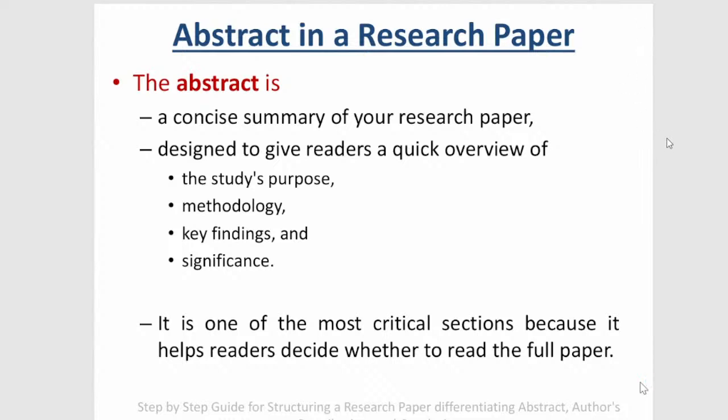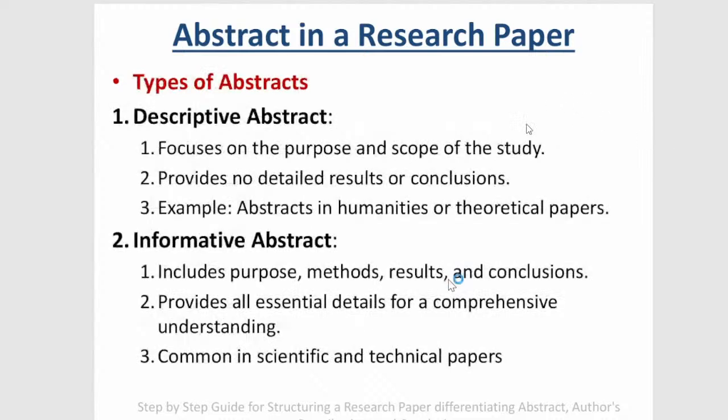After the abstract, what are the different types of abstract? It can be a descriptive abstract that describes the research and focuses on the purpose or the scope of the study. It provides no detailed results or conclusion. An example is abstracts in humanities or theoretical papers. It can be an informative abstract, which includes purpose, methods, results, and conclusions. It provides all essential details for a comprehensive understanding. It is common in scientific and technical papers.